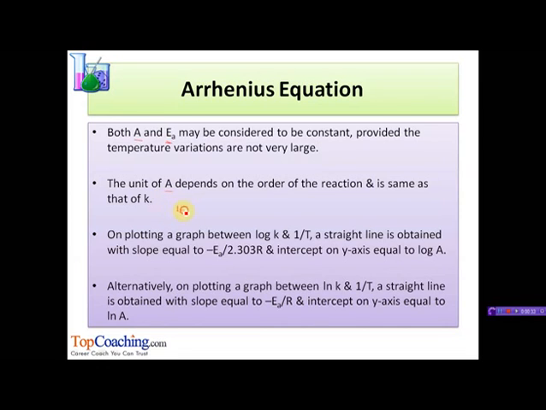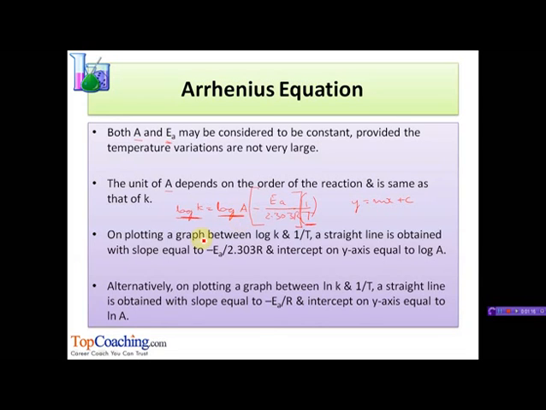Now we got two equations. The first one was log k is equal to log A minus Ea upon 2.303 RT. Now if we compare it with a straight line equation, that is y is equal to mx plus c, and plot a graph between log k on y-axis and 1 by T on x-axis, we'll get a straight line whose slope will be equal to minus Ea upon 2.303 R, and the intercept on the y-axis will be equal to log A.